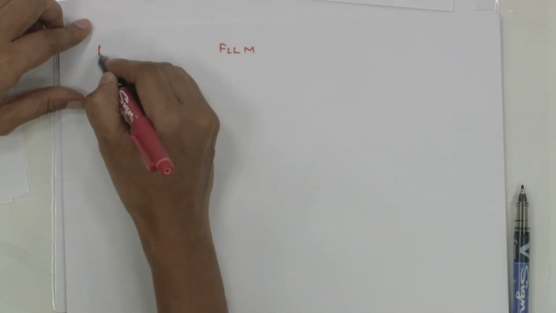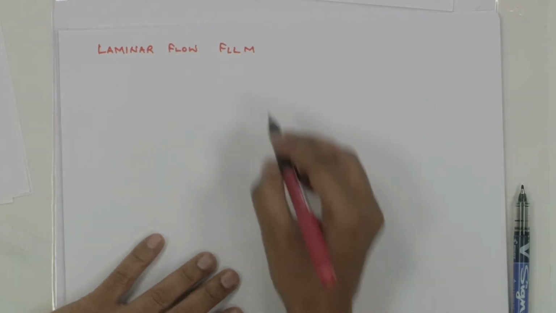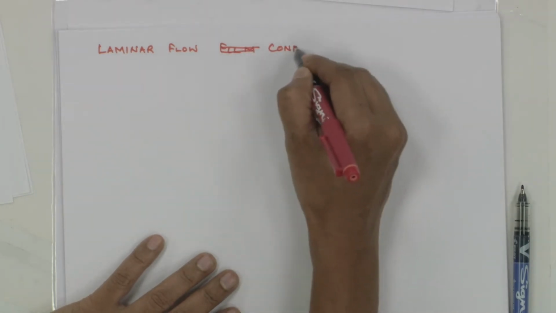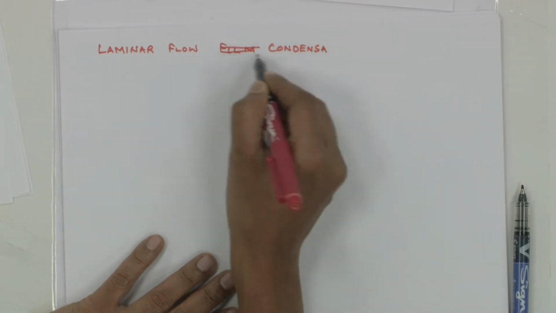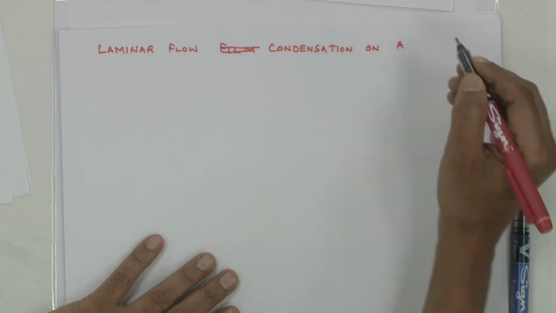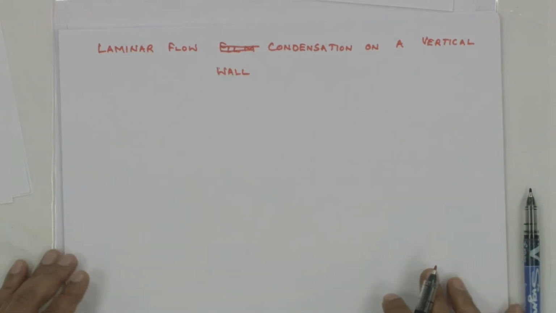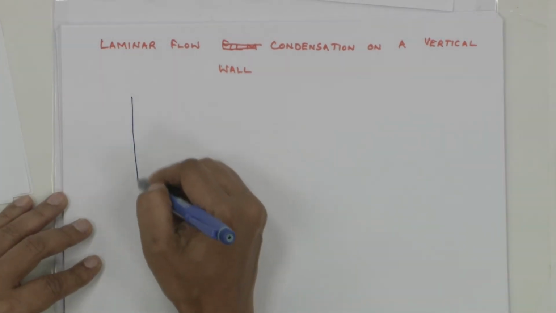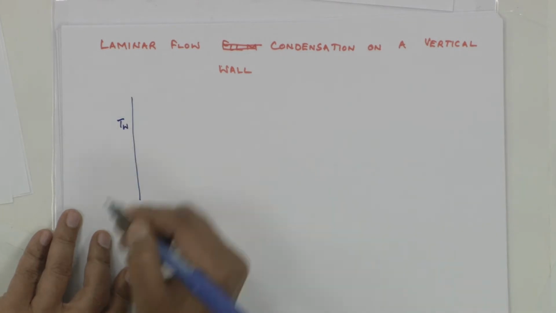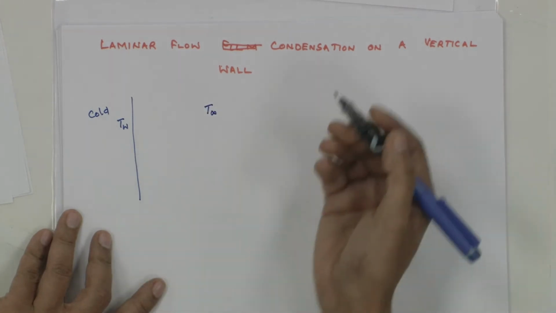Filmwise condensation. So in the filmwise condensation, laminar flow condensation, of course film condensation, I need not have cancelled this. This is laminar flow film condensation on a vertical wall. So let's say this is my vertical plate. Now initially this is a cold wall, this is maintained at the temperature. It is exposed to T infinity, which is maintained at saturation temperature.